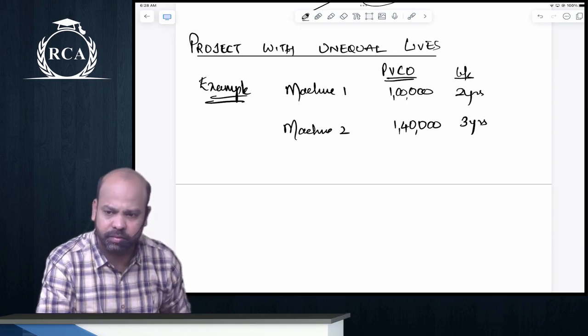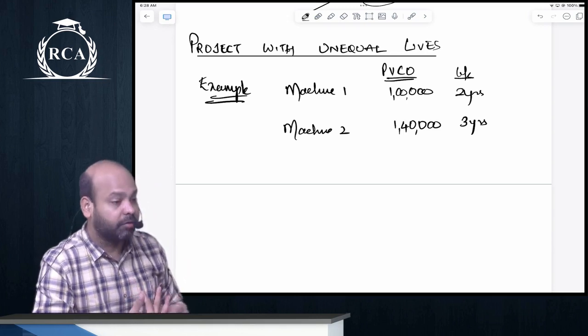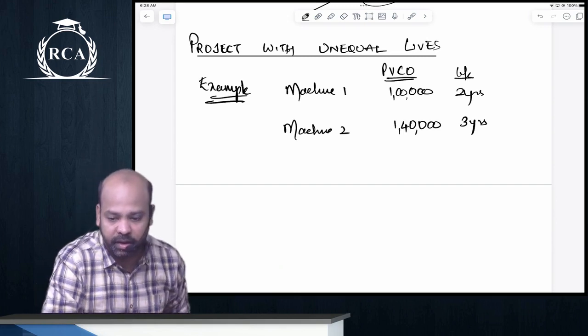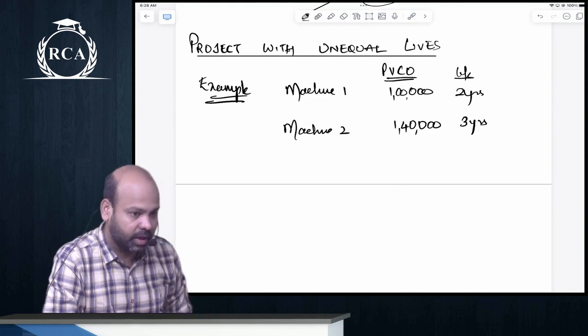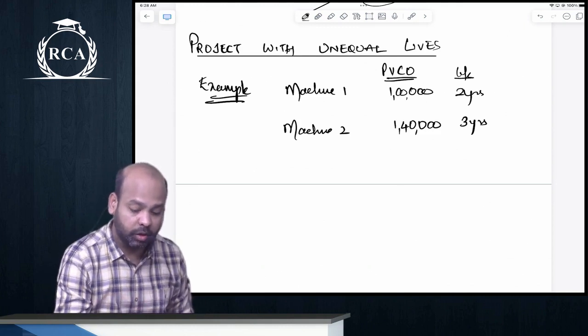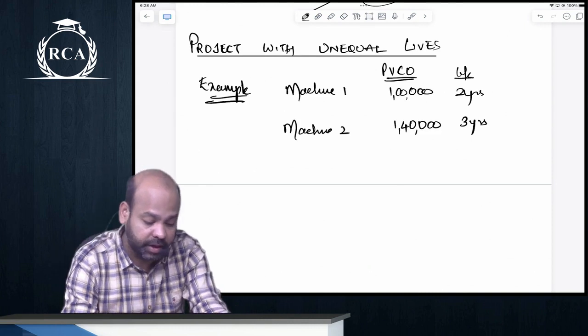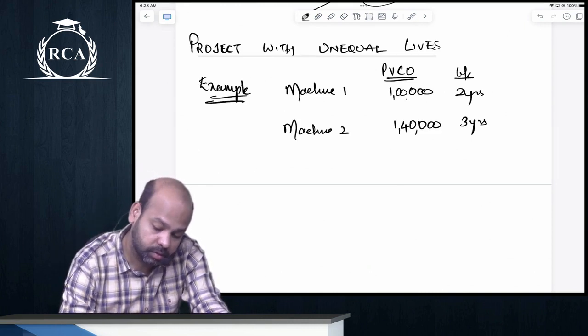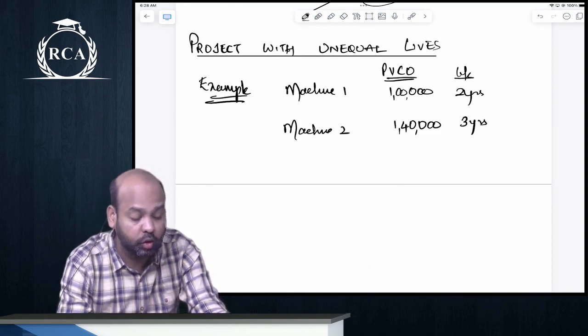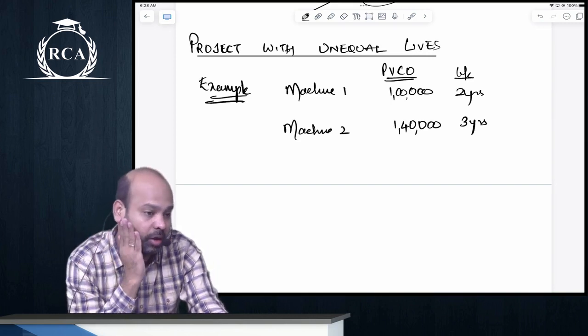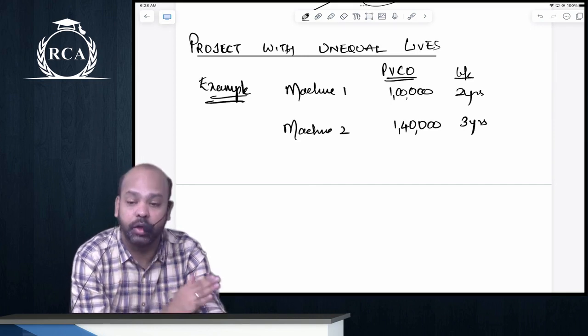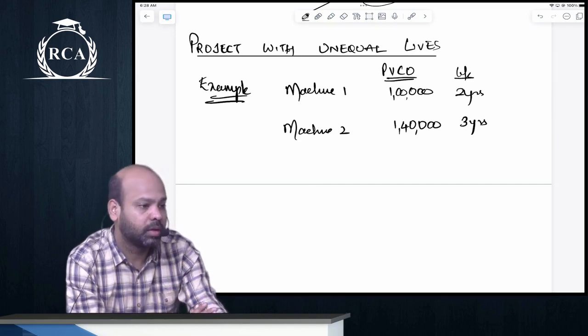Next. We cannot divide total cost by life directly. Why? As we would be ignoring time value component.